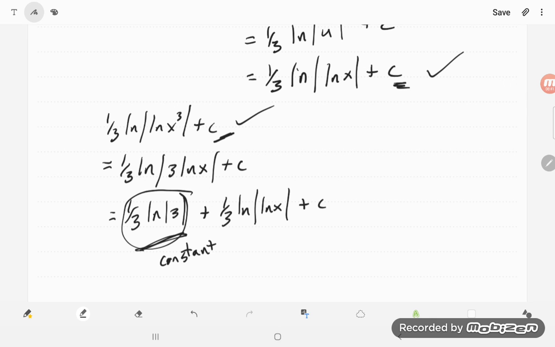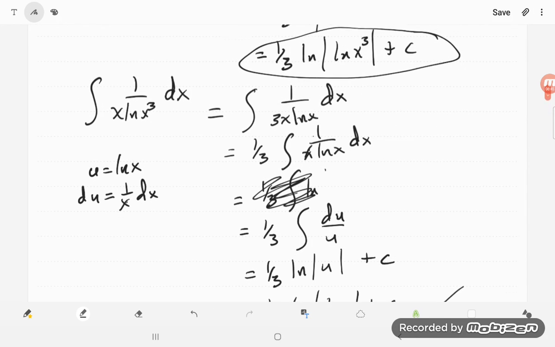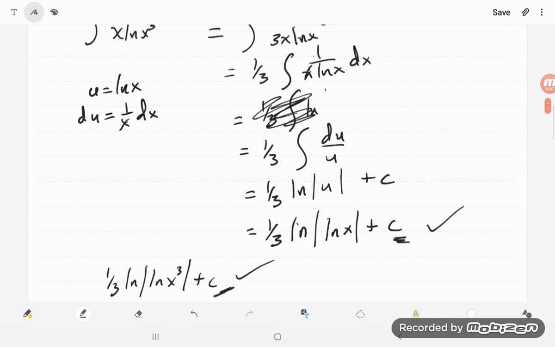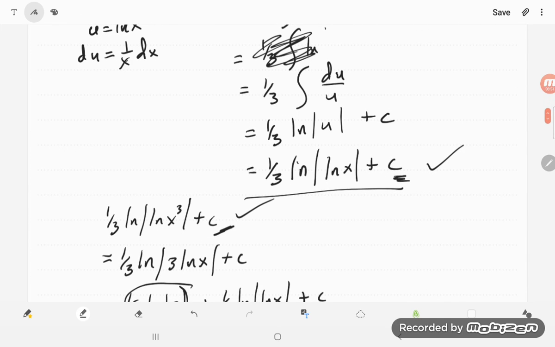So it looks like we got two different answers, but not really, because we only know the answer up to a constant. So we could have that answer or that answer. Either one is fine. All right, so that gets us to the end of 22.